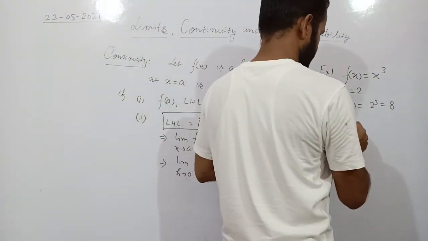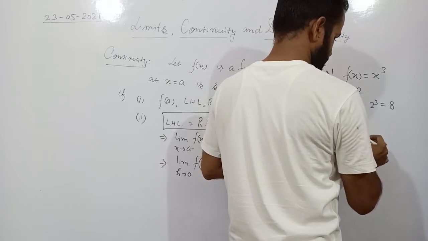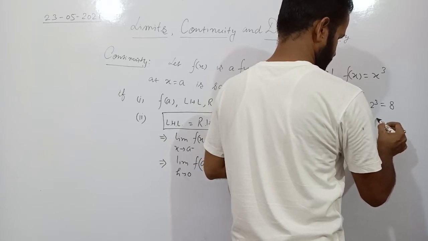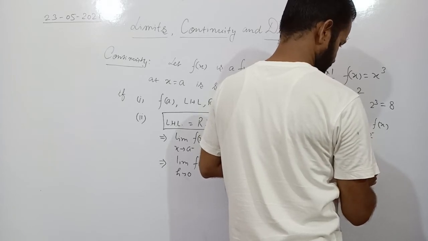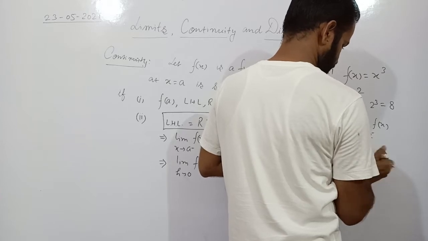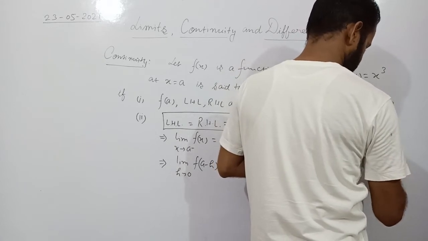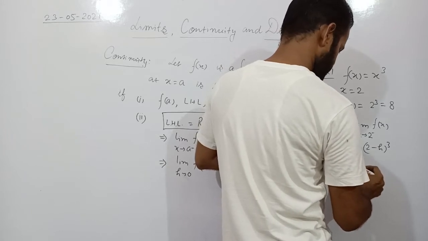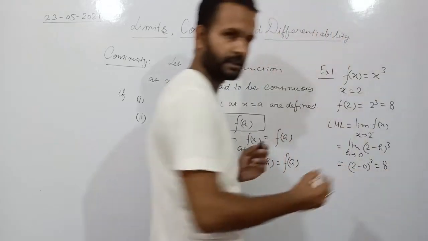Now let us calculate LHL. So limit x tending to 2 minus f(x), limit h tending to 0, 2 minus h whole cube, and 2 minus 0 whole cube equals 8.